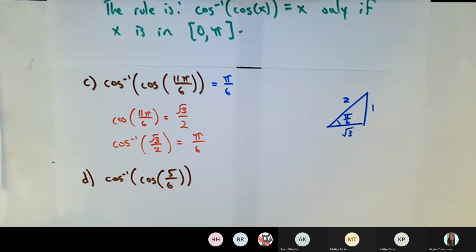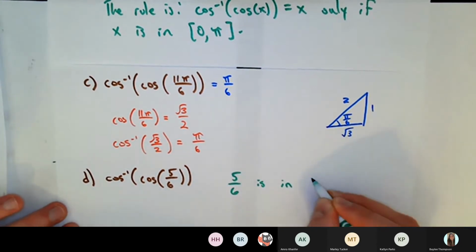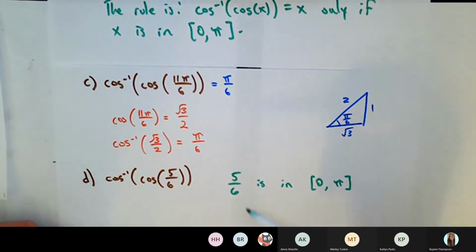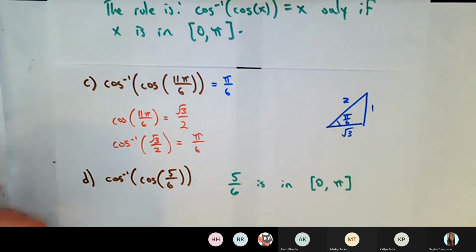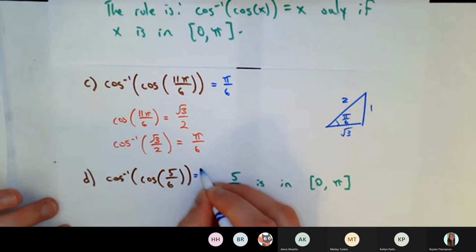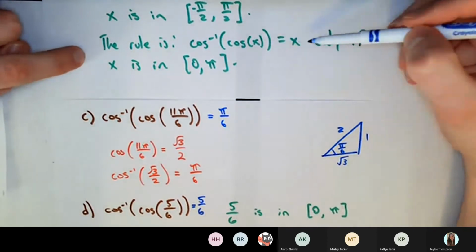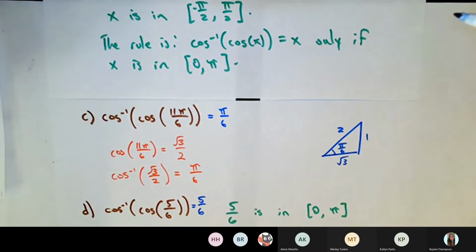But I do know that 5 over 6 is definitely in that range 0 to pi. It's not one of those pi angles like pi on 2 or 2 pi on 3, but it's just some decimal number less than 1, and it's definitely less than pi. It's somewhere in this interval 0 to pi. So that means I don't need to do any work inside out to solve this. Since it's in that range, it obeys that rule, and it just falls right out because it's in that appropriate range.